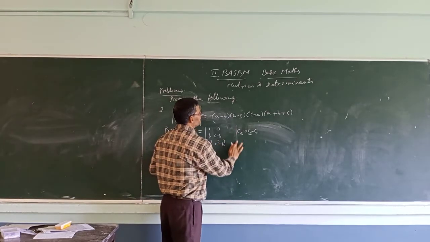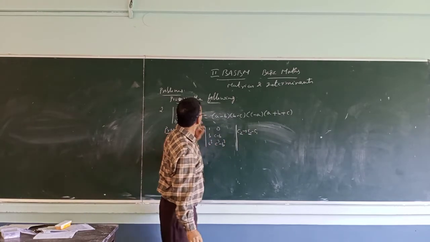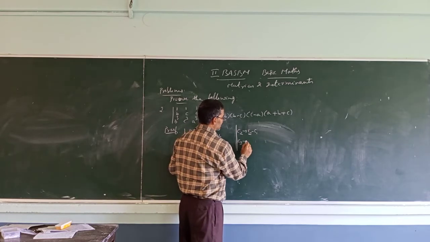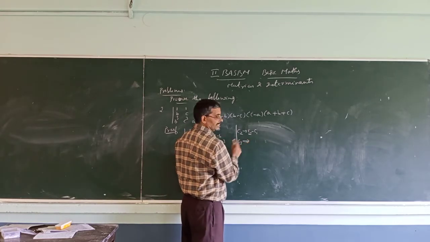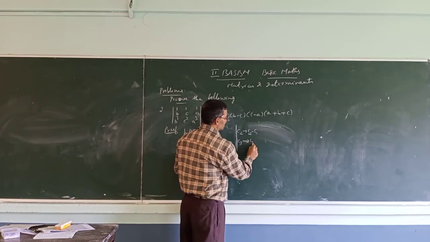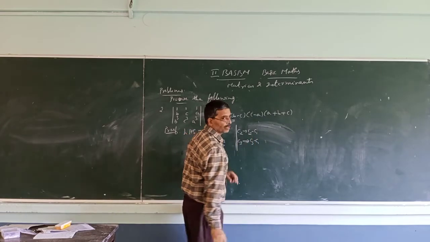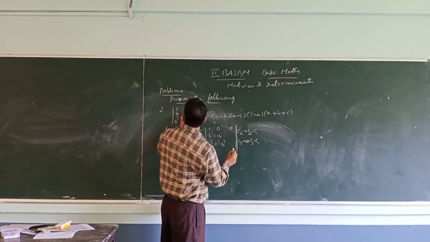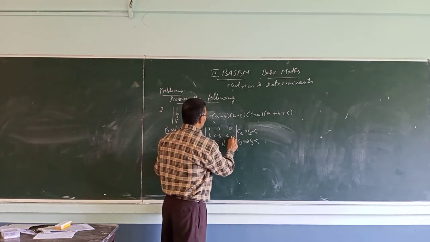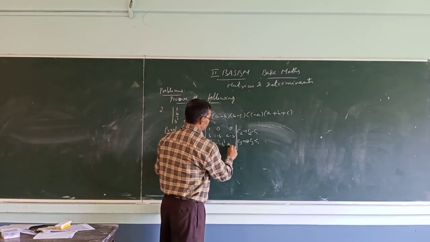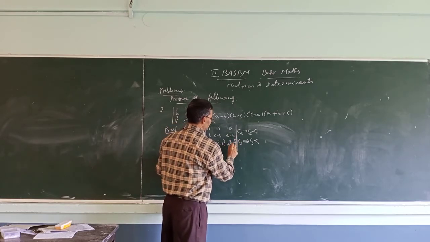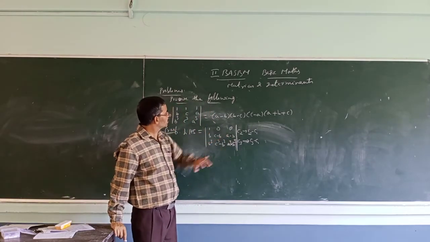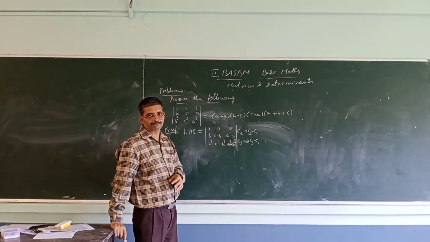Next one. Again we make this 0. So C3 changes to, this symbol indicates an arrow, C3 minus column 1. So 1 minus 1, 0. c minus a. Last one, c³ minus a³. Now these are made zeros. Now we can directly multiply.